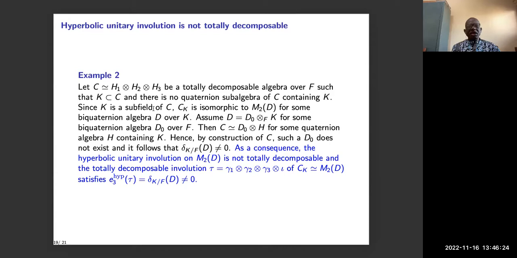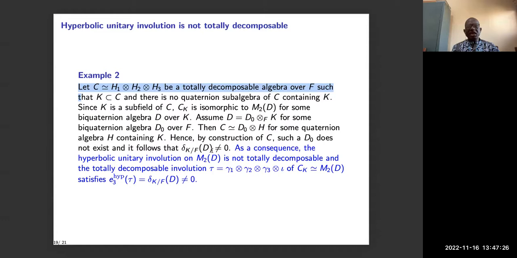So C over T is isomorphic to M2 of D for some biquaternion D over T. And I claim that this D has no descent to F up to isomorphism, because if we had D as D0 tensor T for some biquaternion D0 over F, we could write C as a tensor product of D0 and H, where T is in H, which is impossible by hypothesis. So it follows that the small delta of D is not trivial.